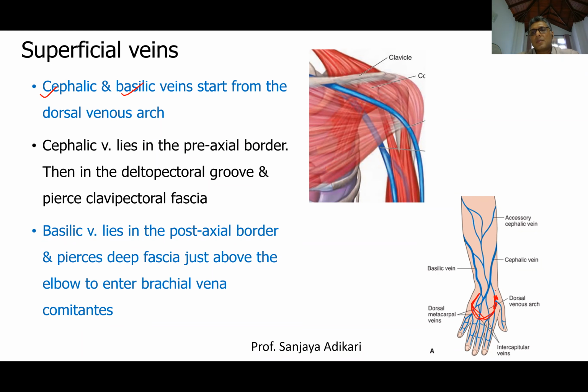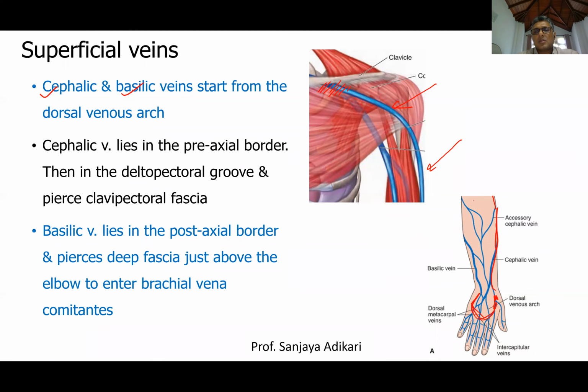Cephalic vein runs on the radial border or the preaxial border of the forearm and it runs along the arm, passes through the deltopectoral groove and pierces the clavipectoral fascia in that area, and just outside the outer border of the first rib it enters the axillary vein, and then at the same point actually the axillary vein becomes the subclavian vein at the outer border of the first rib. So that's how the cephalic vein passes.